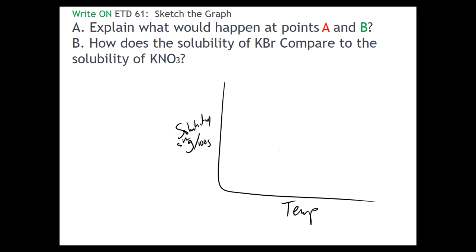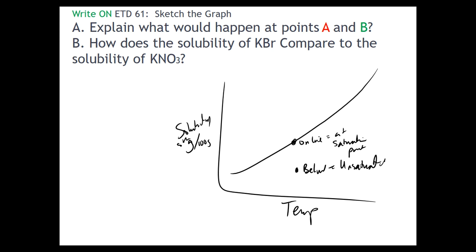So if we look at the lines, typically we see lines that look like this. Reading the chart is pretty easy if you think quickly. If you have a point that's on the line, that means that it's at its saturation point. That's when the parking lot's full and you can't fit any more of that solute in the solution. If it is below that line, it means you could keep pouring more in. It is unsaturated. There are still parking spots that are available, right?